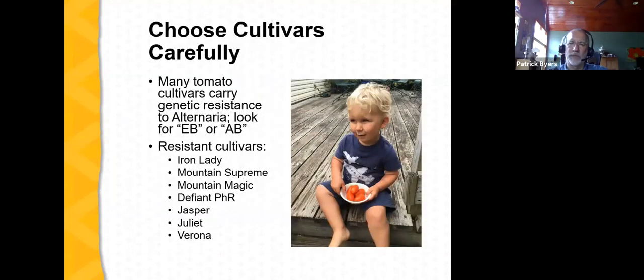Choose cultivars carefully. There's my grandson again holding on to Juliet. Juliet is resistant to Alternaria. And you're looking for the key initials EB or AB on labeling. In the case of tomatoes, many tomatoes carry multiple genetic resistance to diseases, and you'll see designations such as F or N or other letters, and these refer to specific diseases. In the case of Alternaria, they'll be EB or AB. And here's a list of some of the resistant cultivars.